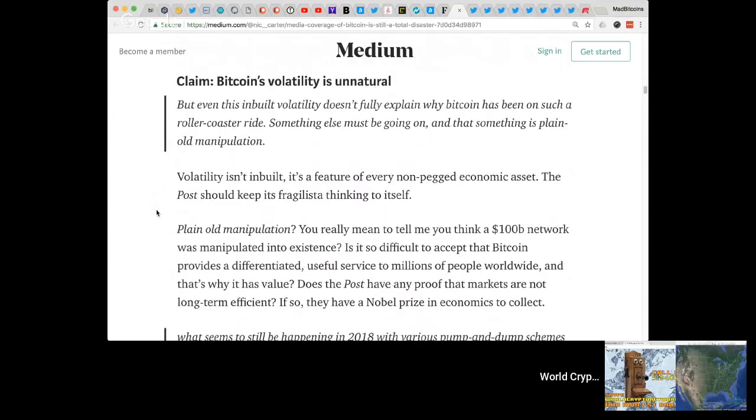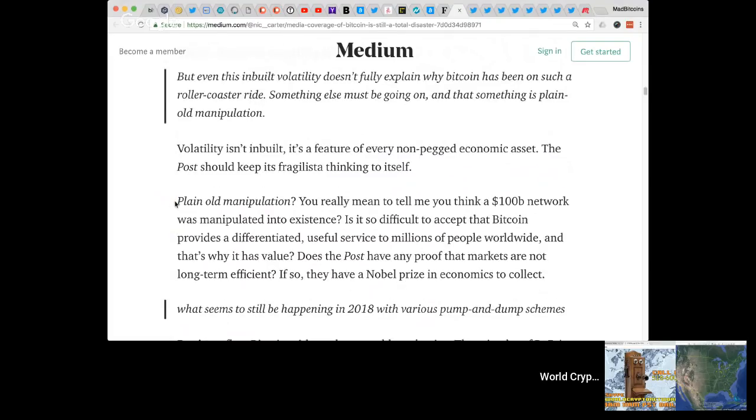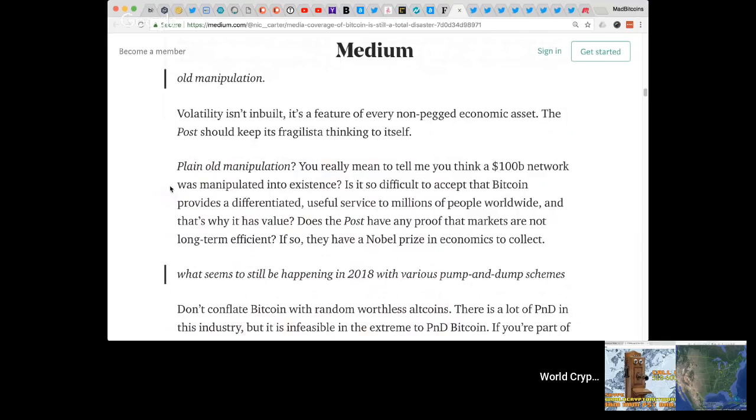Claim: Bitcoin's volatility is unnatural. Volatility isn't inbuilt, it's a feature of every non-pegged economic asset. The Post should keep its fragilista thinking to itself. And they say plain old manipulation. You really mean to tell me that you think a $100 billion network was manipulated into existence?